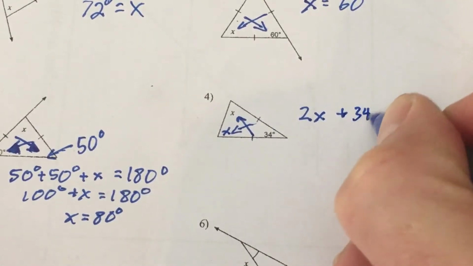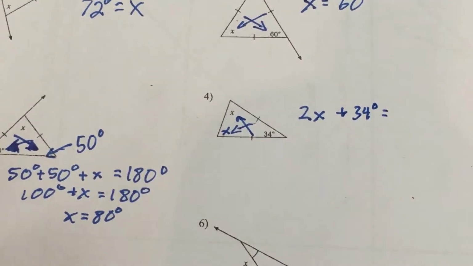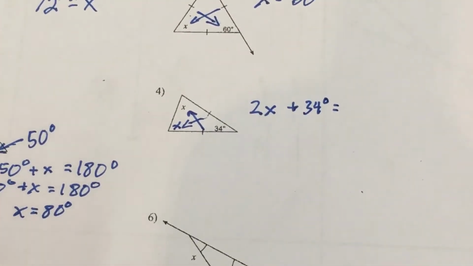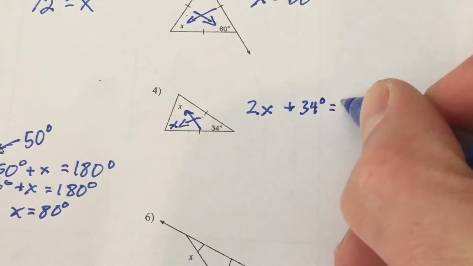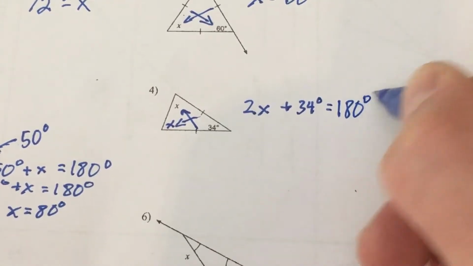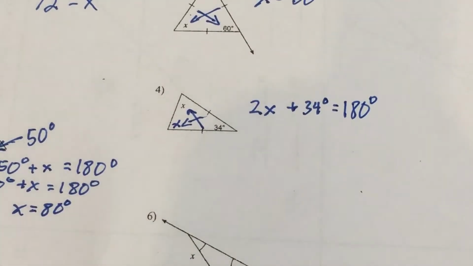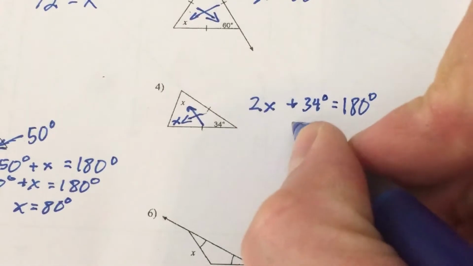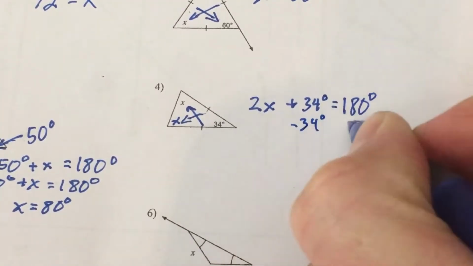plus 34 degrees equals, well, how many degrees are in a triangle? How many degrees do the angles add up to? Well, they add up to, just like the last one, 180 degrees. That's really nice about triangles, is that their angles always add up to 180 degrees. Okay, so now you have an equation you can solve. So we can subtract 34 degrees from both sides.